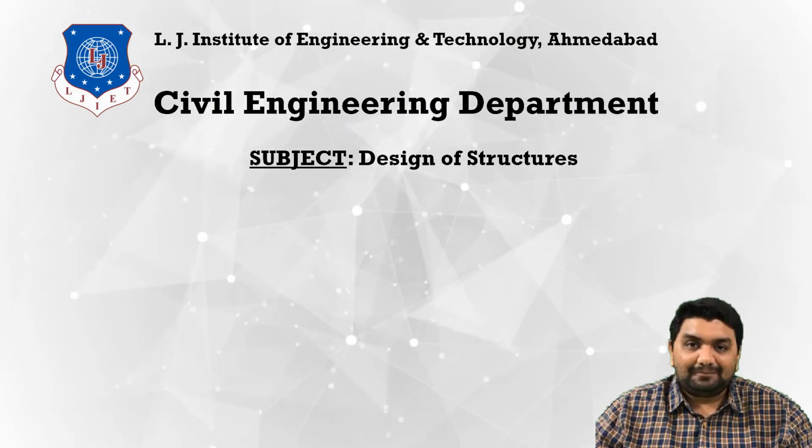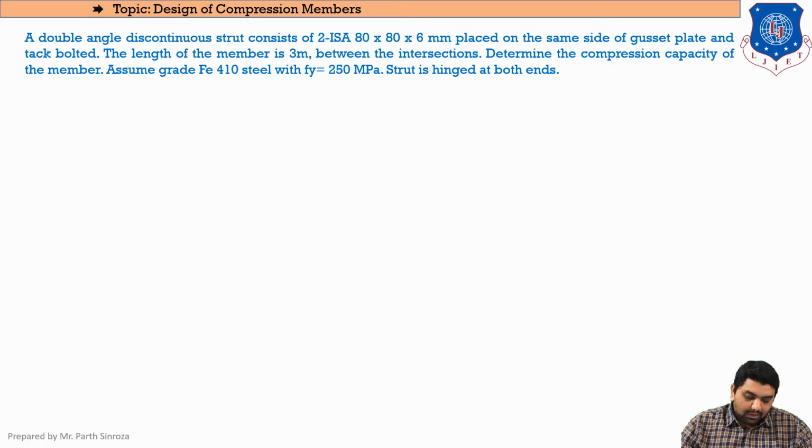The question here is: a double angle discontinuous strut consists of two ISA 80 cross 80 cross 6 mm angles placed on the same side of the GP. That means both the angles are placed on the same side of the gusset plate and tack bolted. Tack bolted means the bolts will not be considered in the design, they are just for keeping the placement. Clear? And the length of the member is 3 meter between the intersections.